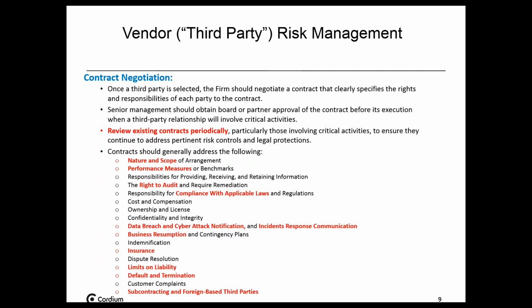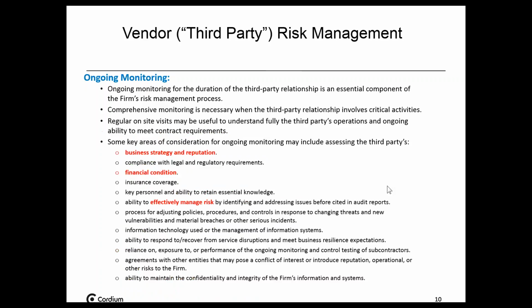Business resumption, continuing plans: if they go down, what are they going to do to keep you up? Indemnification, definitely your legal teams want to get an understanding on that, on where the liability is going to lie. Defaults and termination. So when are you going to break the contract? What is going to give you the ability to get out? And then how you are going to get out is really going to come into one of the next conversations that you look at with the vendor.